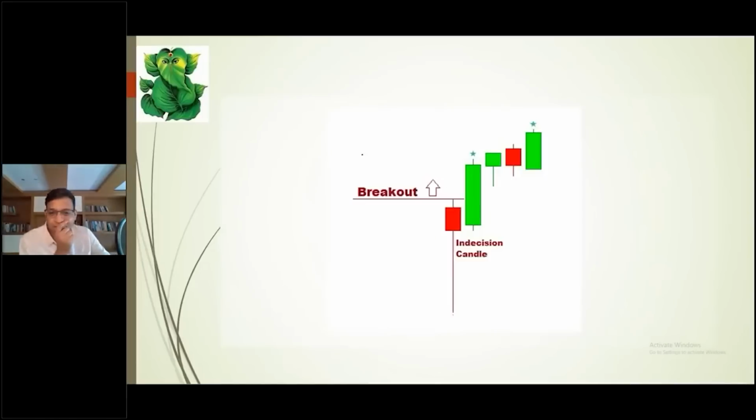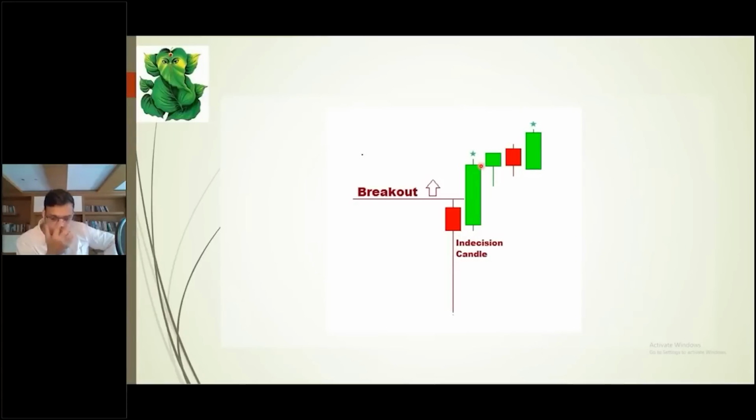Here is one case. This is the indecision candle. The body is small. This is the high of the candle, and therefore, if the next candle is a momentum candle with a star, then the high over here is the breakout line. Price gets into motion with this. That's the difference between an indecision candle and a momentum candle.